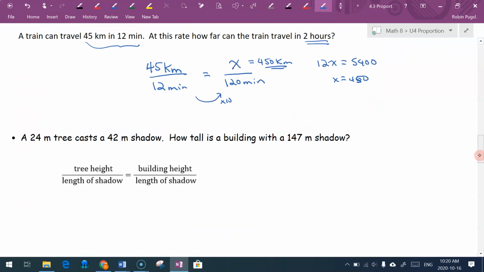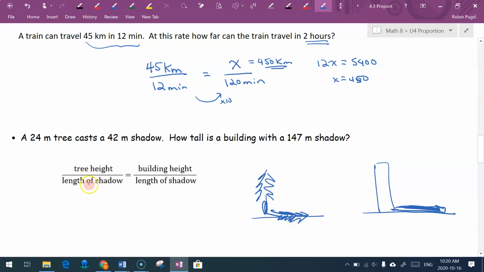A 24-meter tree casts a 42-meter shadow. Okay, so we have this tree, and it casts a shadow on the ground, right? That's where the shadow is. So the shadow at a certain time of day is proportional with any object, right? Because the angle of the sun is the same for both. So if we had a building and it's also casting a shadow on the ground, then the tree height, as compared to the length of the shadow, is equal to the building height as compared to the length of the shadow of that building. So we can create a proportion.